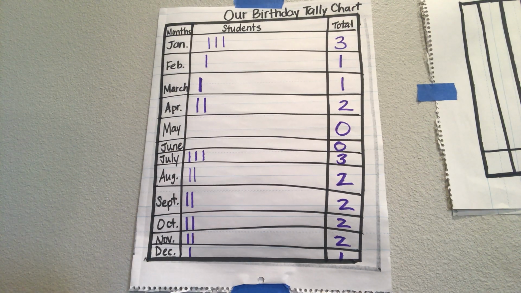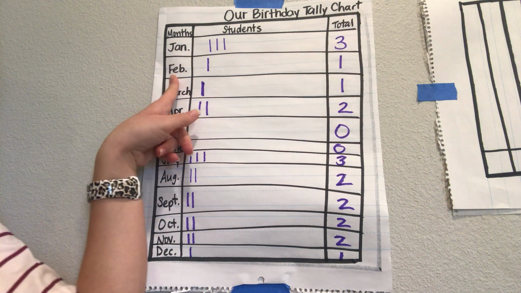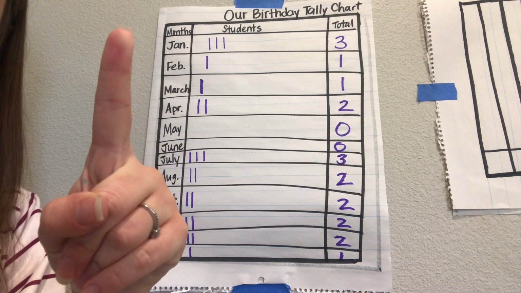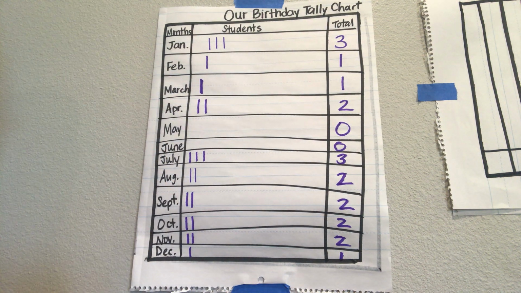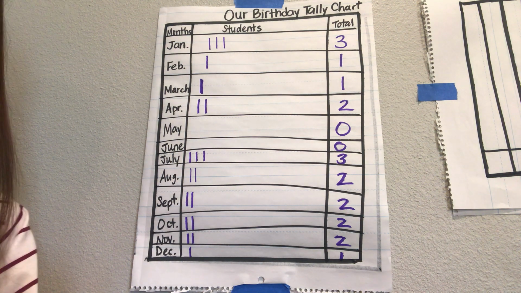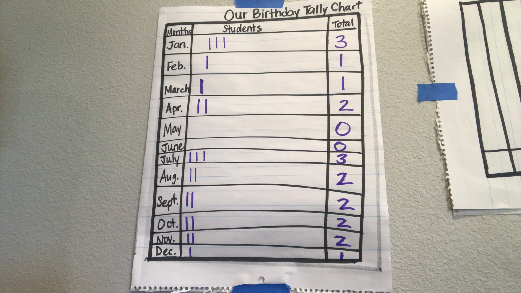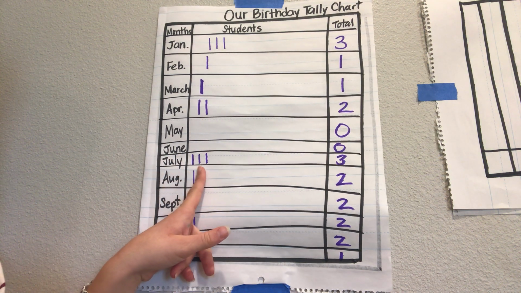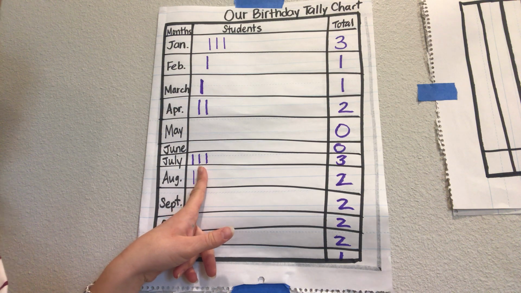Okay, how many students have a birthday in February? Here's February right here. How many students have a birthday in February? If you said 1 student, you're correct. All right, how many students have a birthday in July? Here's July right here. 3 students have a birthday in July.